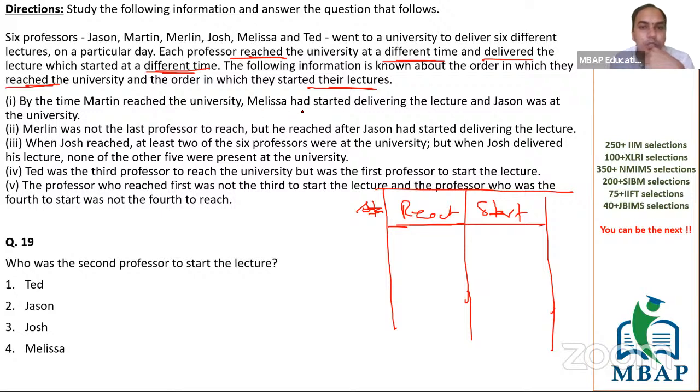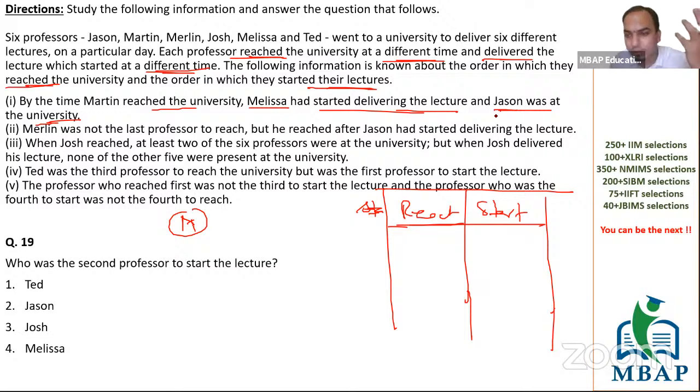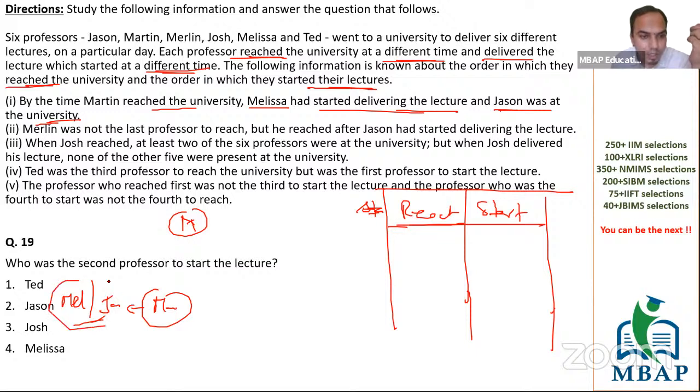By the time Martin reached the university, Melissa had started delivering the lecture and Jason was at the university. You can make sense here. So when Martin reached the university, Melissa started delivering the lecture, and Jason was at the university. That means when Martin is reaching, before that, Melissa and Jason are already there. You can make note of it.